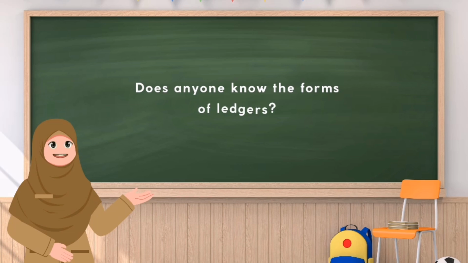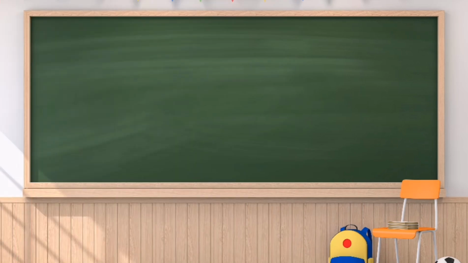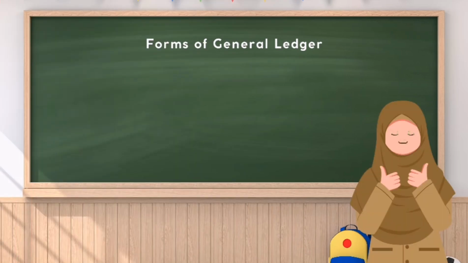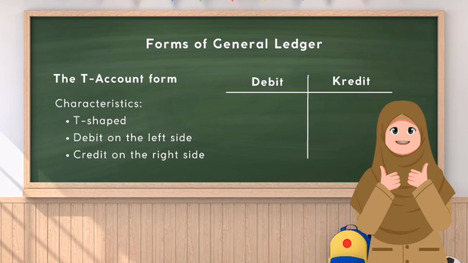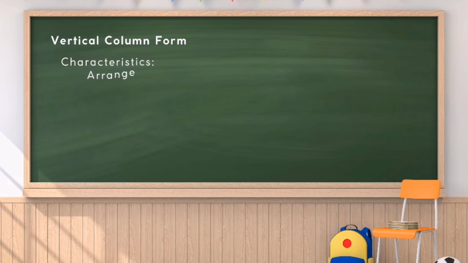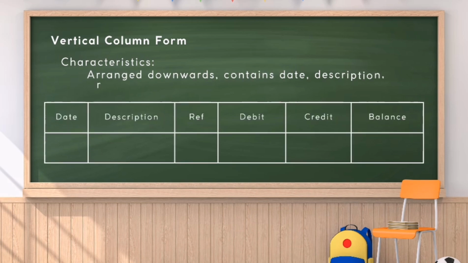Does anyone know the forms of ledgers? Forms of general ledgers. In general, ledgers can be arranged in several forms, including: first, T-account form. Characteristics: T-shaped, debit on the left side, credit on the right side. Second, vertical column form. Characteristics: arranged downwards, contains date, description, reference, debit, credit, and balance columns.